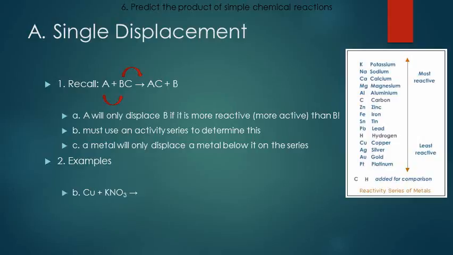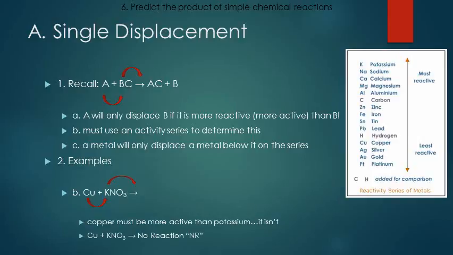Now what if we reverse the scenario? What if we started with copper and potassium nitrate? So this time copper is the free element. So if this reaction were to occur, the copper would replace the potassium, and the potassium would get kicked out. This would only happen if copper is more active than potassium. Again, going back to our activity series here, copper is less reactive than potassium, so this will not occur. This reaction will not happen.